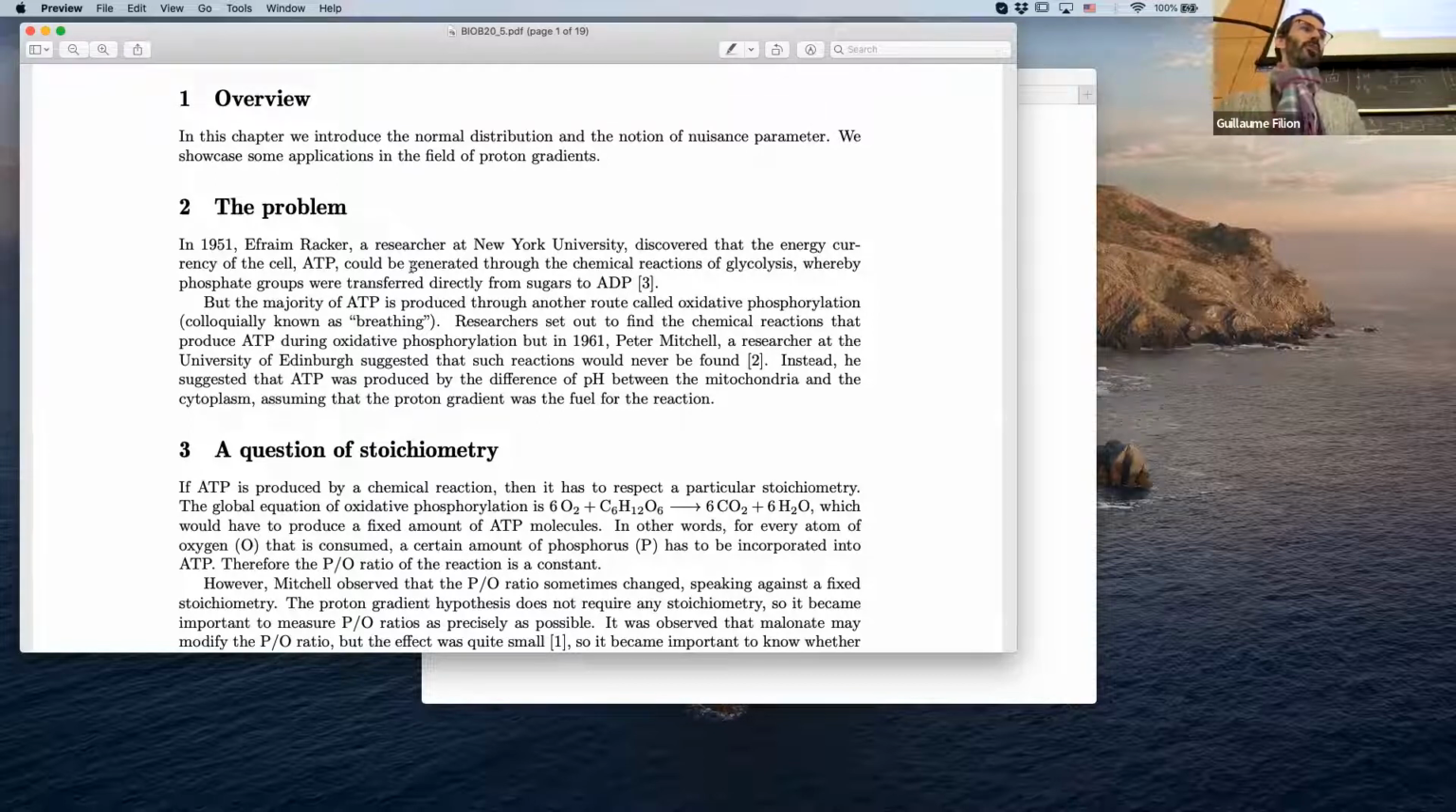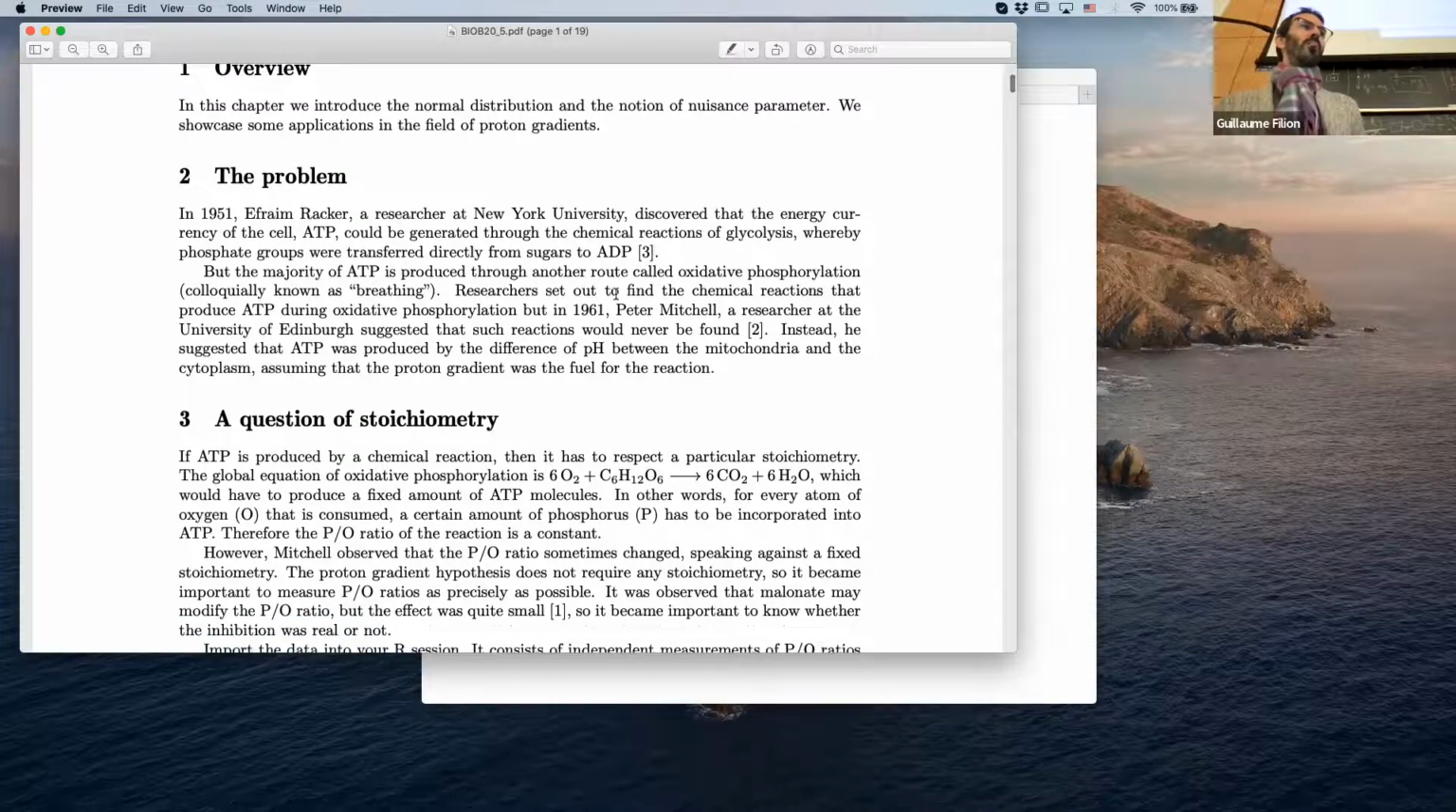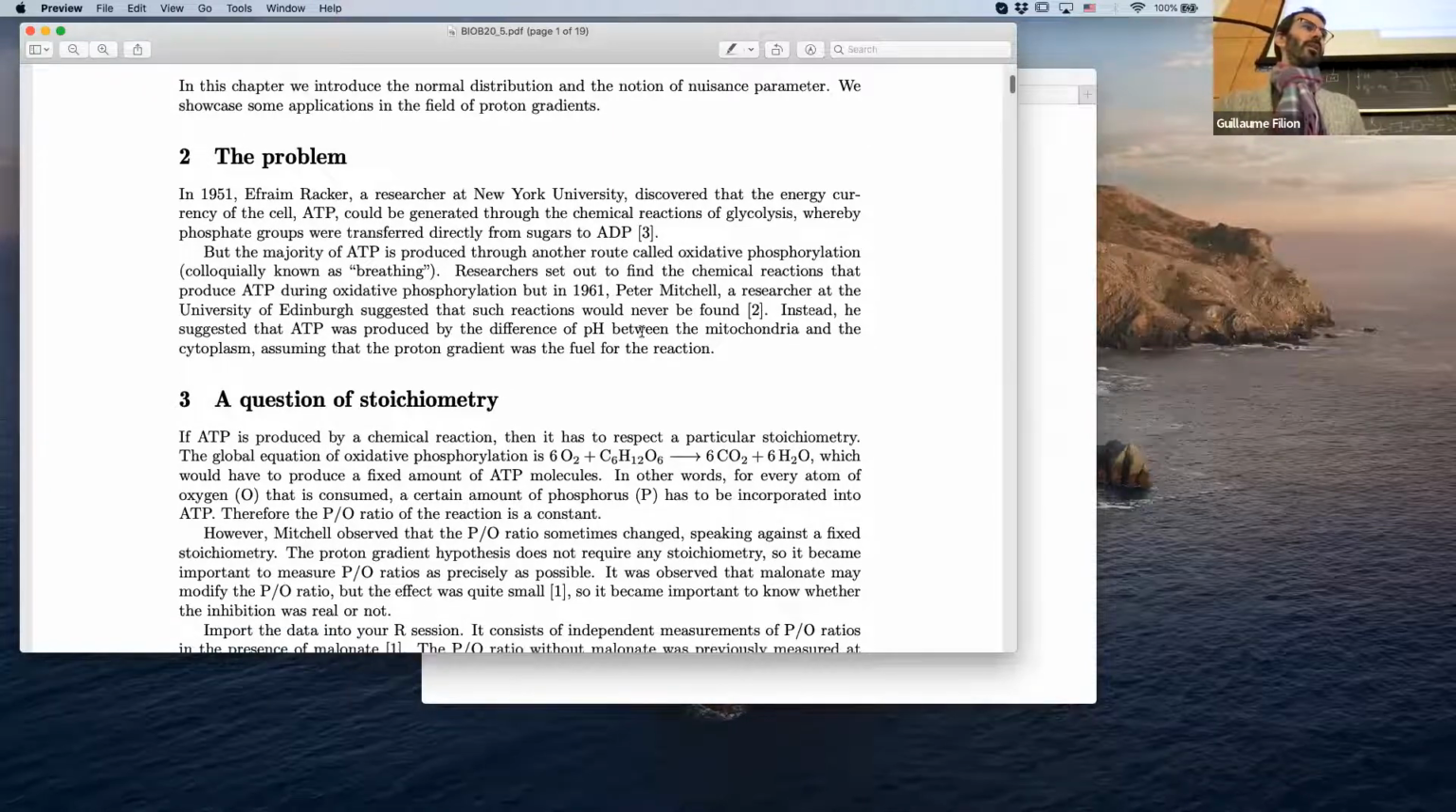Researchers set out to find the chemical reactions that produce ATP during oxidative phosphorylation, but in 1961, Peter Mitchell, a researcher at the University of Edinburgh, suggested that such reactions would never be found. Instead, he suggested that ATP was produced by the difference of pH between the mitochondria and the cytoplasm, assuming that the proton gradient was the fuel for the reaction.